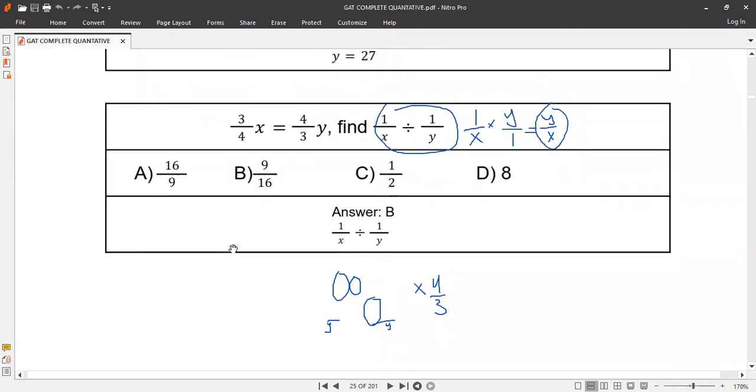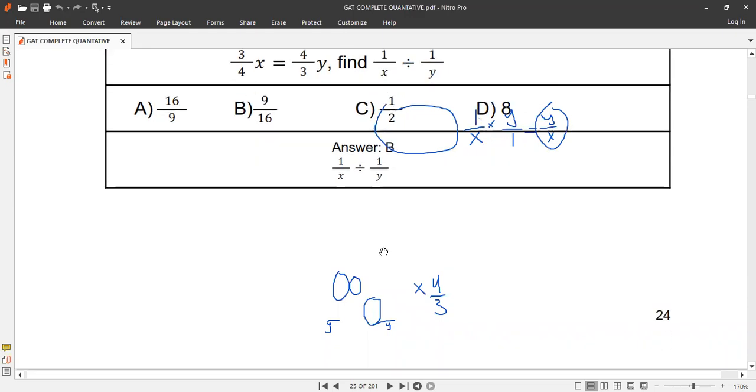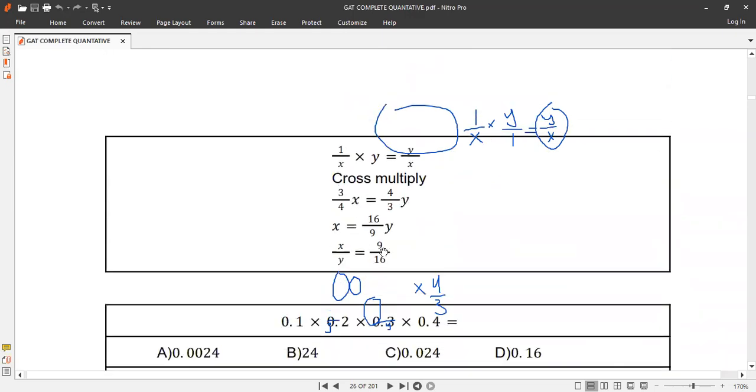So the answer should be A. Because we want this 1 over x divide 1 over y. It means y over x. So I need to flip it here. The last step, I need to flip it.